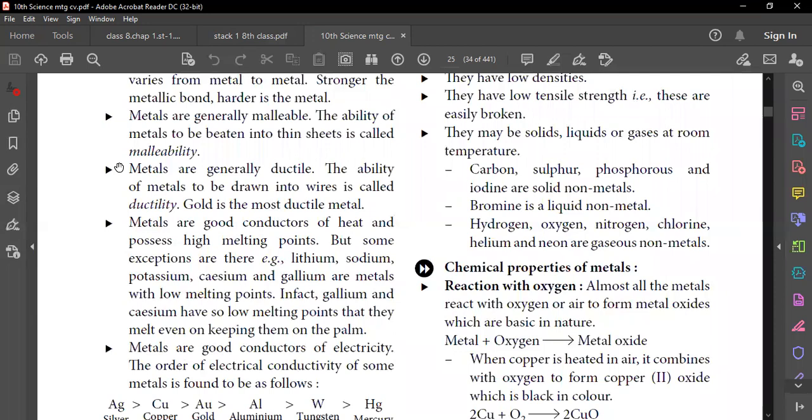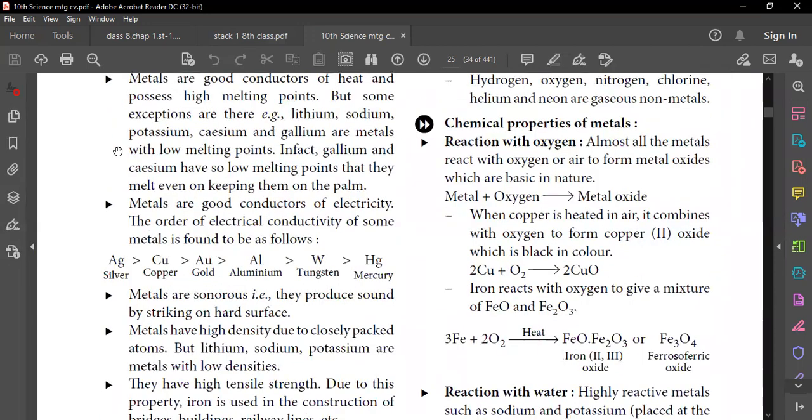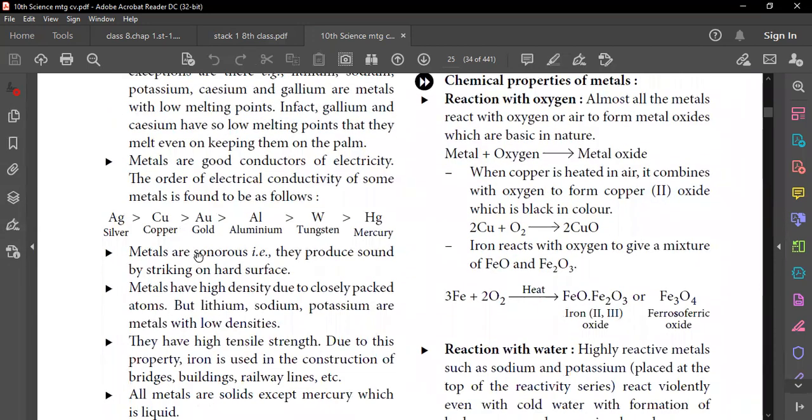Whether we finished all these points or not. Yes, sir, all we have discussed. But this point is missing, I think. Sonority, yes, sir, sonority is left. What is the meaning of sonorous? The sound producing ability, the producing of a ringing sound. Whenever you hit the metal with a harder surface, it will produce some type of sound. Each and every metal will produce different types of sounds, right? That is called sonorous.